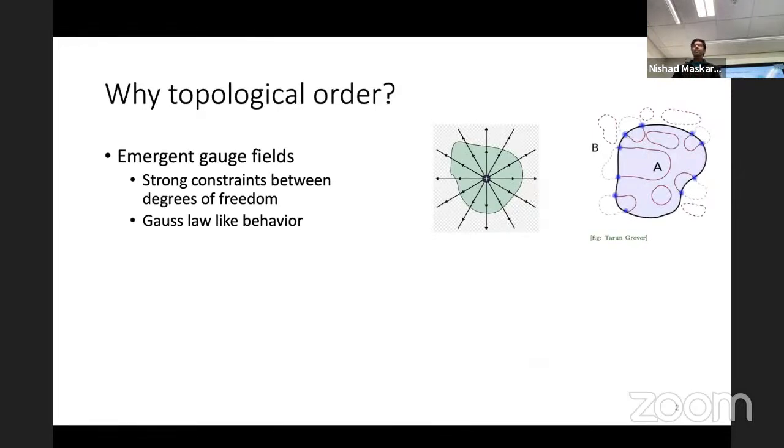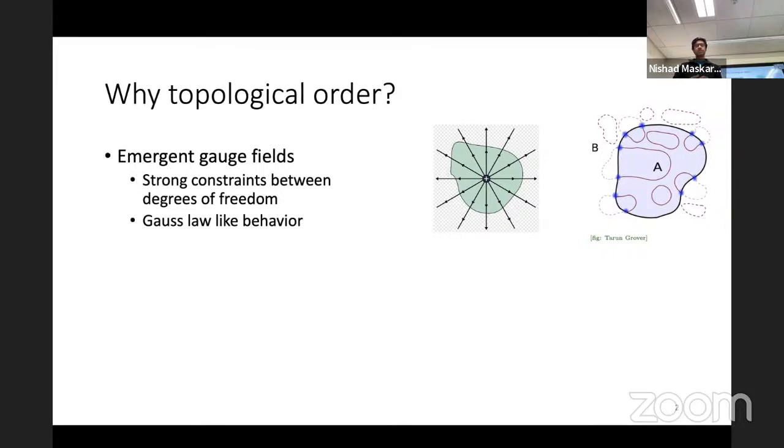As we all learned early in our physics careers in electromagnetism, gauge fields essentially are like Gauss law type behavior, where you have charged particles, and these charged particles produce field lines that you can detect by measuring loop operators or operators supported on surfaces. Remarkably, in many condensed matter systems at low energies, you get this type of gauge field emerging as the effective description of the low energy system.